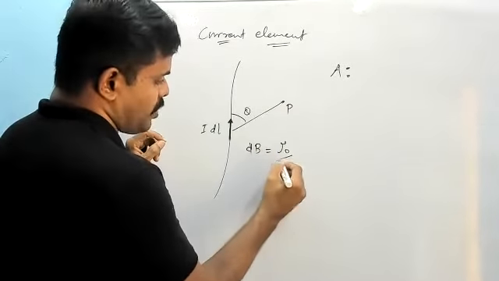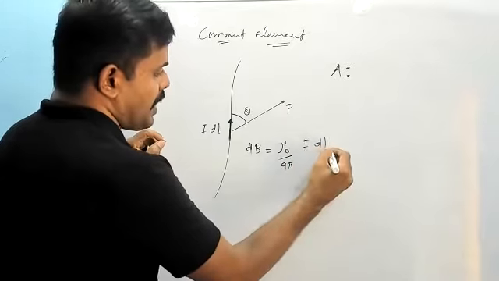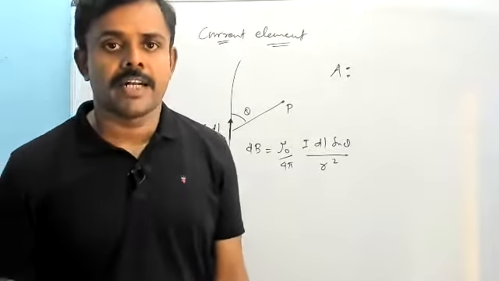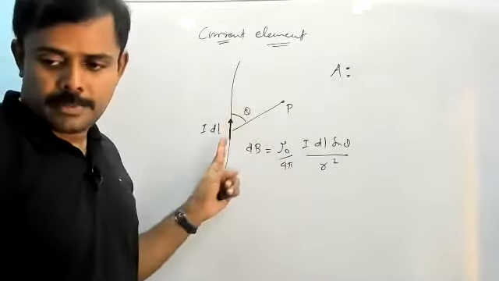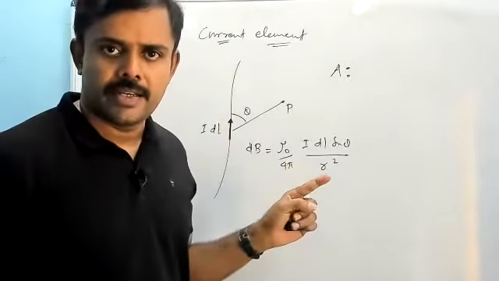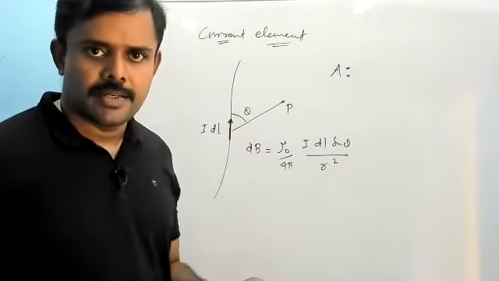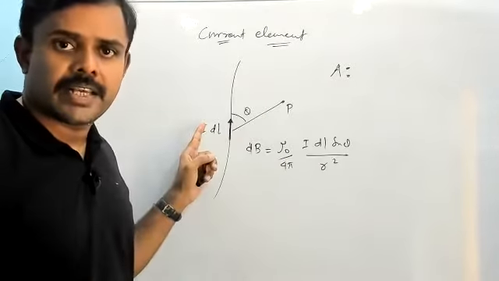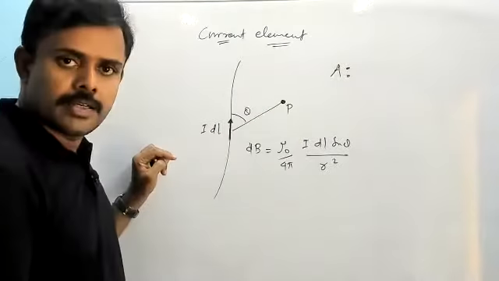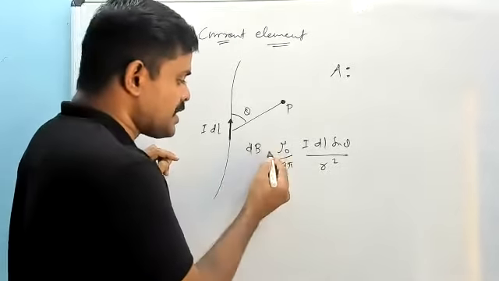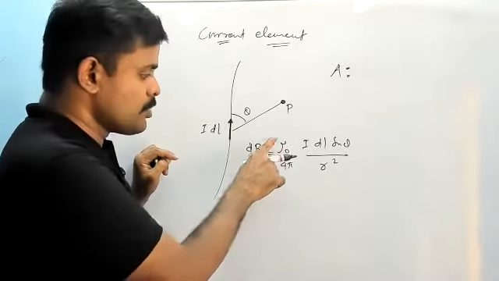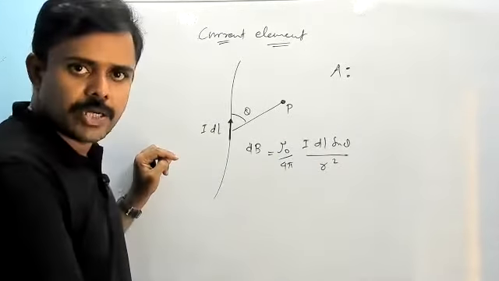We have Biot-Savart's law, which says the small magnetic field dB is mu 0 by 4 pi, I dl sine theta by r square. So the magnetic field due to a current element, this small segment of wire carrying a current, is given by dB equals mu 0 by 4 pi I dl sine theta by r square.